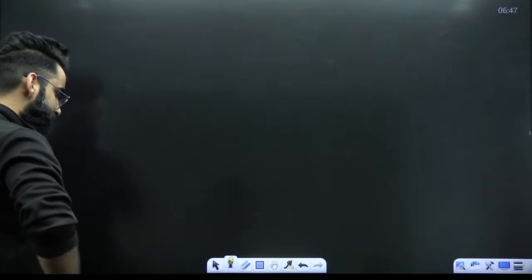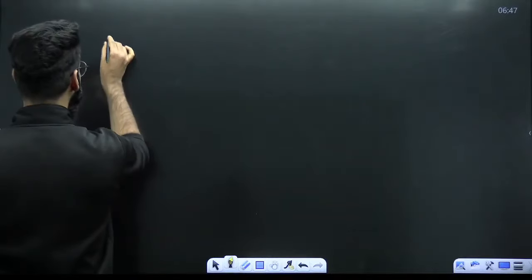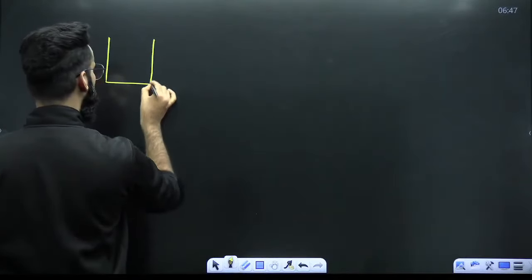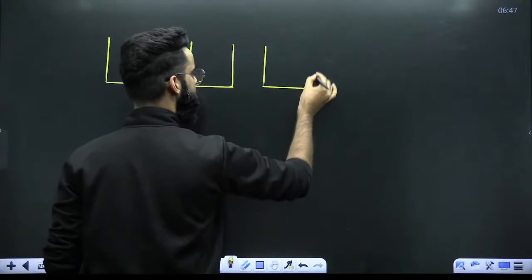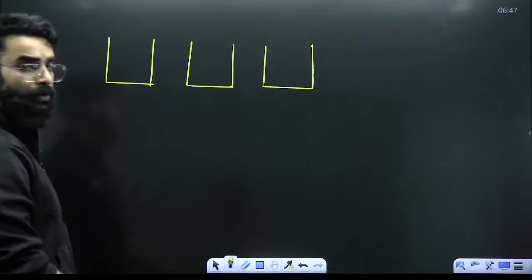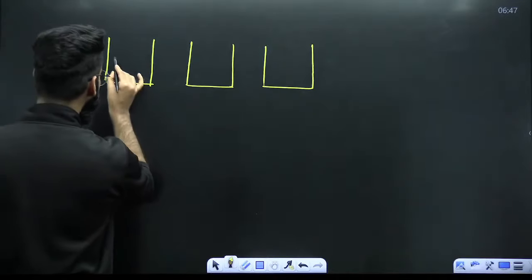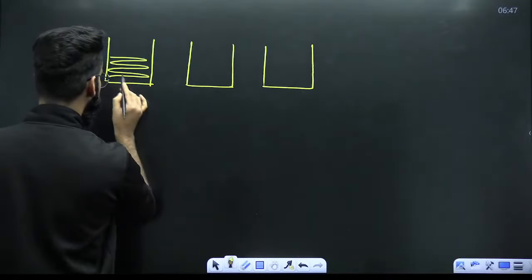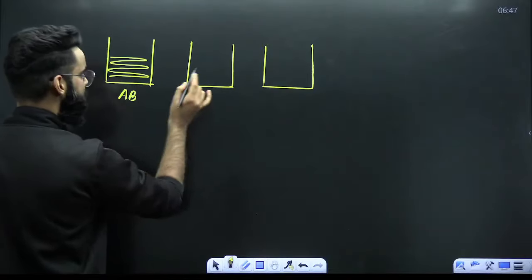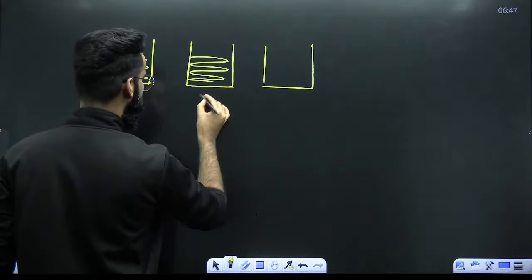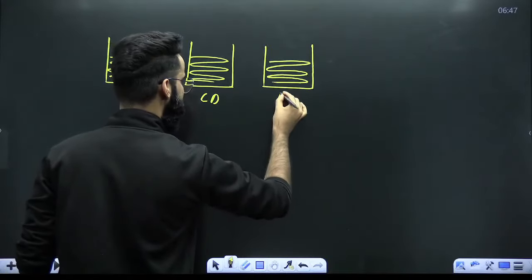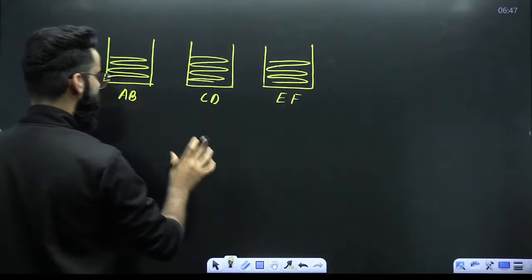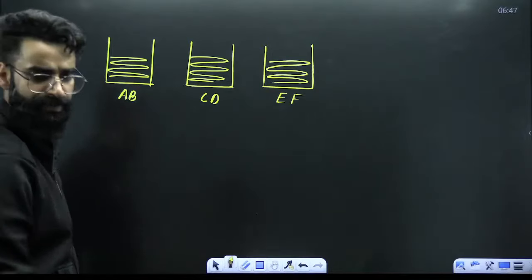Let's try to understand. See, guys, as far as this particular question is concerned, imagine that I have got, for example, 3 electrolytic cells like this. Assume that in this particular container, there is one electrolyte, for example, AB, just to make you understand. In this particular container, there is one more electrolyte, for example, CD. Let's say in this container, there is one more electrolyte, for example, EF. So we have got 3 different electrolytes present in 3 different containers.